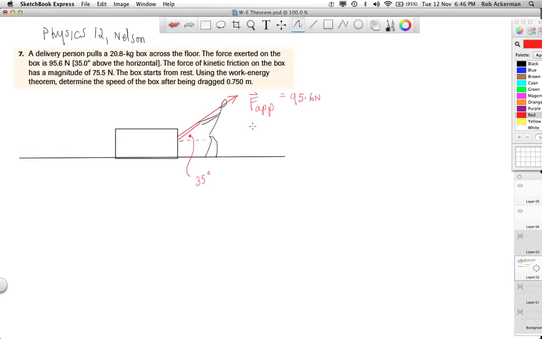Writing things in with the correct symbol, all the angles shown, all the values given. What else? They tell us there's a friction force. Okay, so that acts backward. Maybe I'll give it a different color here. Friction acts against the motion, and that value is given as 75.5 newtons. Am I done?